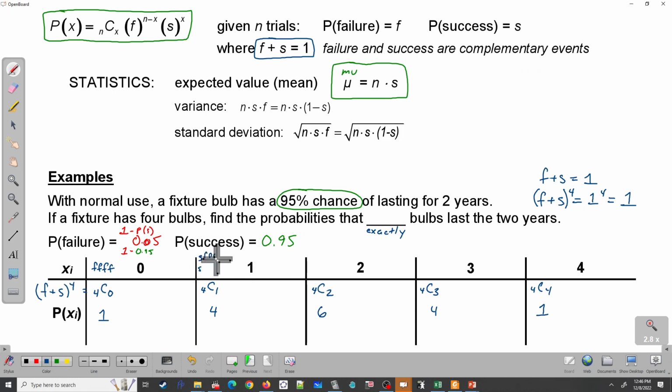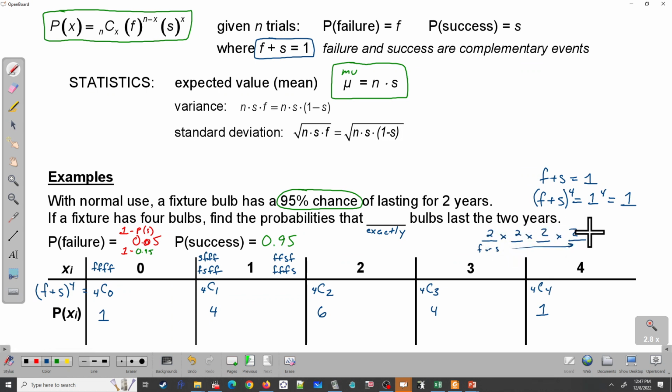Maybe it's the second one. Oops. Helps if I write FS, FF. Maybe it's the third bulb, FF, SF. Maybe it's the 4th bulb, FF, FS. I don't want to have to keep writing out all the different combinations. Because let's be honest here, before I go any further than that, we need to go back to our multiplication counting principle and realize we have 4 bulbs, and each of those bulbs has 2 options. It's either failure or success. And it's going to happen all the way down the line.